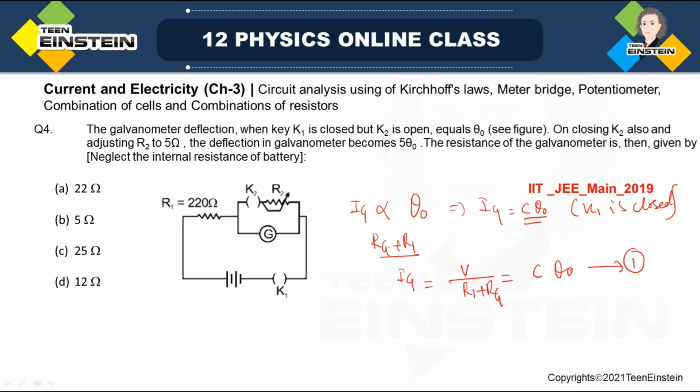Now go to the second situation. In the second situation, let us say the galvanometer current is again directly proportional to the deflection. So here the deflection is 5 theta 0. Here also, let us say I is equal to C into 5 theta 0. This is the current now through the galvanometer.